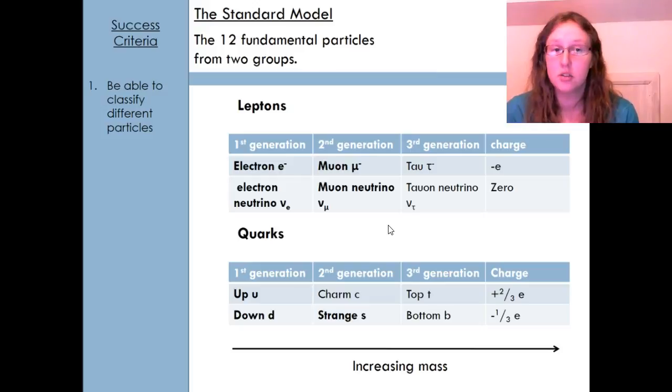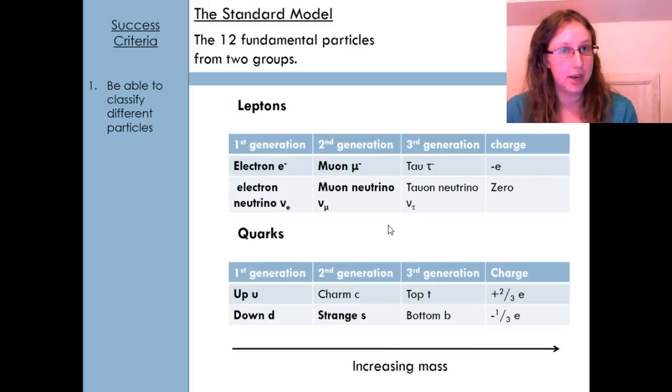In our quarks, these are the things that make up bigger stuff. Our first generation we've got up and down. So an up quark has a charge of plus 2/3 of an electron, and a down quark has a charge of minus 1/3 of an electron. Now you may be thinking that it's weird that we've got these fractions of the charge of an electron, particularly when I've told you that charge is quantized. And the smallest packet of charge we can get is equal to the charge of an electron.